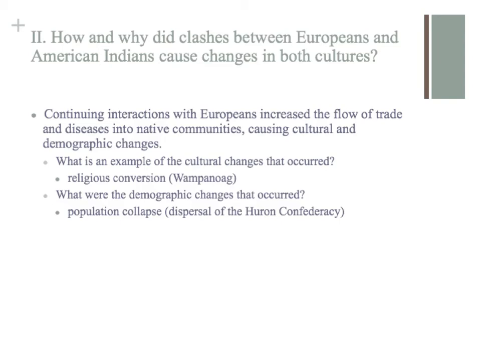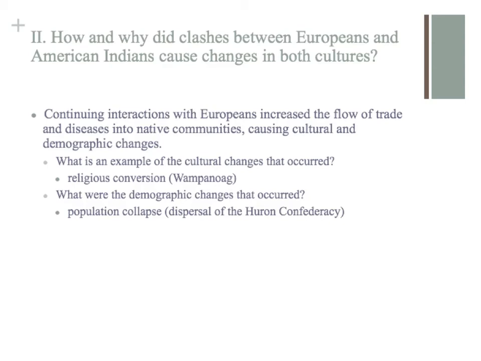Question 2, under this key concept, how and why did clashes between Europeans and American Indians cause changes in both cultures? So the key word in this question is changes. Number one answer under that, continuing interactions with Europeans increase the flow of trade and diseases into native communities, causing cultural and demographic changes. So you need to pay attention to the cultural aspect of it and the demographic. And as far as an example of the cultural changes that occurred, you begin to see some religious conversion amongst the natives. Not on the mass scale that they wanted, but you do see it come into play a little bit because of contact with Europeans.